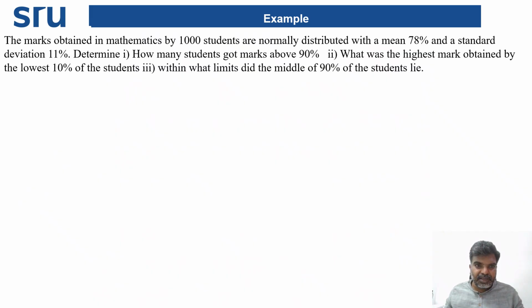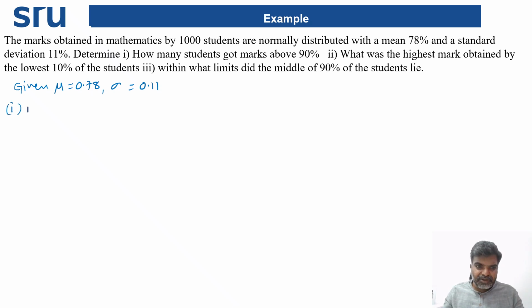In this example, the marks obtained in mathematics by 1000 students are normally distributed with a mean 78% and standard deviation 11%. So first we write the given values. What are the given values? Given mean, mu equal to 78%, so 0.78. Standard deviation sigma equal to 11%, 0.11. First question, how many students got marks above 90%?